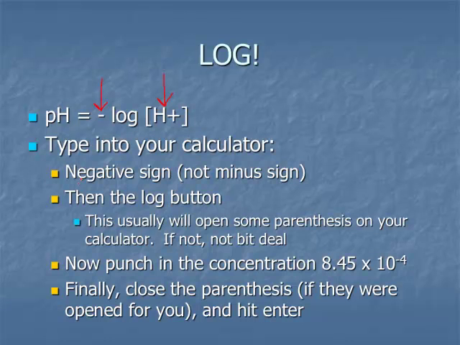So let's type this into our calculator. You're going to first type in the negative sign. Make sure it's not the minus sign. I think you guys know what that is now. Then hit your log button. On some calculators it's going to look a little different. When you hit the log button, some calculators will automatically open a set of parentheses. That's totally fine. And if not, it's no big deal. Now you need to punch in the concentration of the solution that I just gave you in the problem. That was 8.45 times 10 to the negative fourth, and that was a molarity, a concentration of your H plus ion. So get that in there. Then if the parentheses were opened for you, you're going to close them and just press enter.